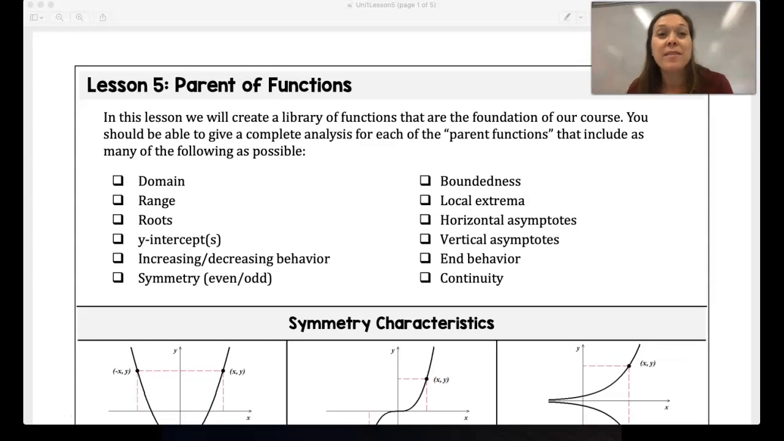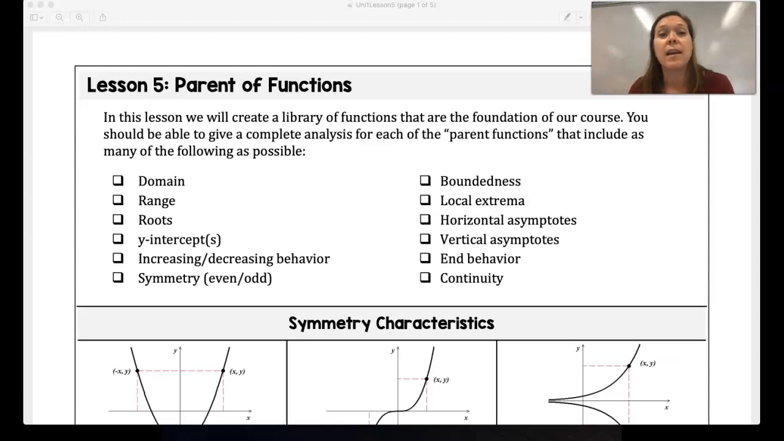Hi everyone, welcome to lesson 5 of unit 1, where we're going to be talking about 18, yes, count them folks, 18 different parent graphs. Some of them you should probably already remember, hopefully, what they look like, and some of them might be new.